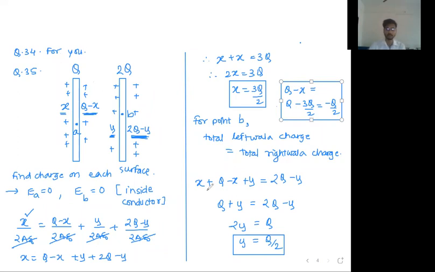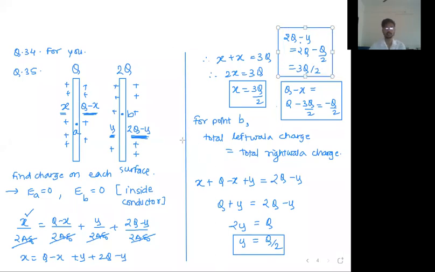Then tell me 2q minus y. Let me write it here. You write on the next line. 2q minus y ची व्हॅल्यू किती? 2q minus y value is q by 2. So that will be equal to 3q by 2. Yes, Aryan, correct answer. So these are your 4 answers.